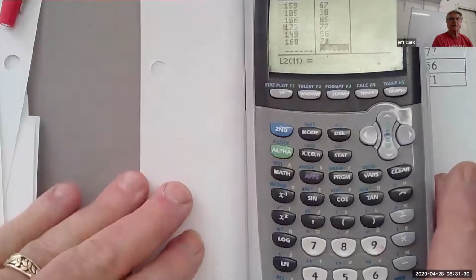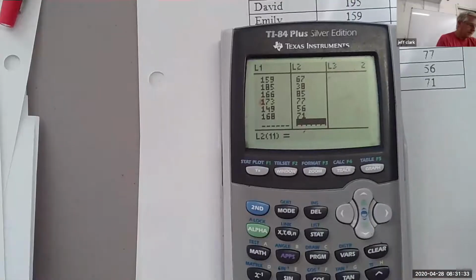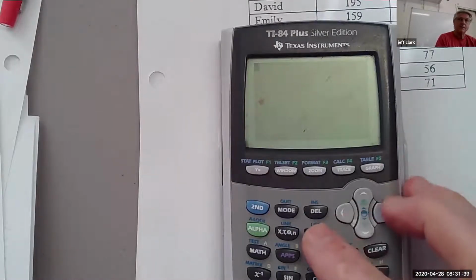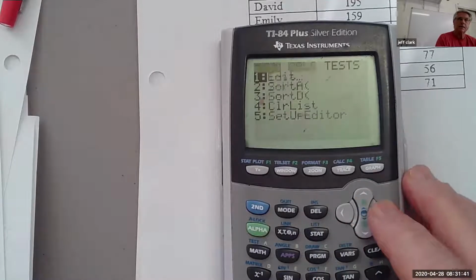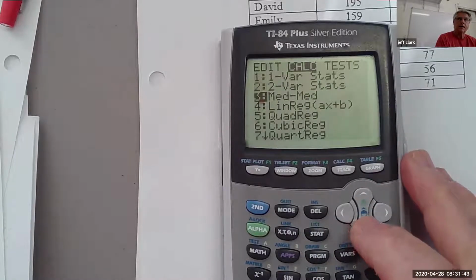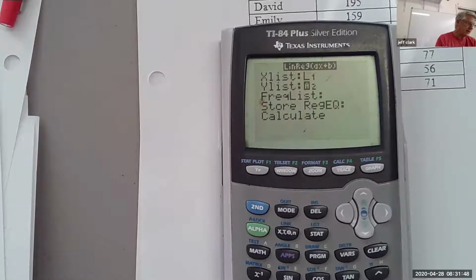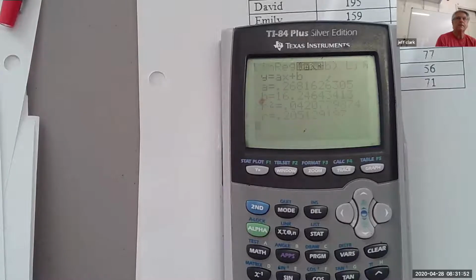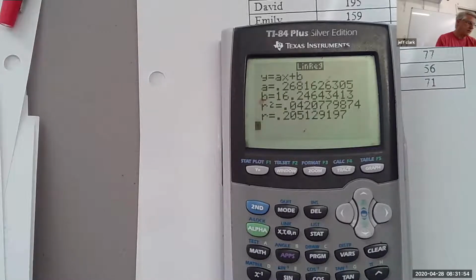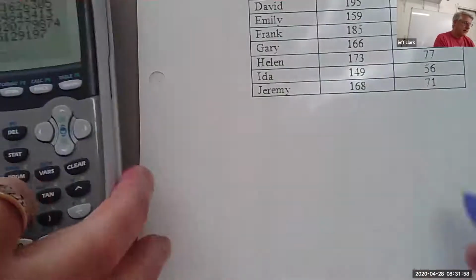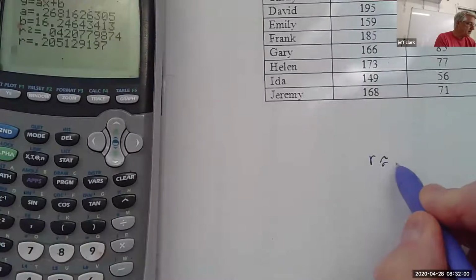So now the next thing you want to do is find the R. So all you have to do is, I went second quit, go into stat, calc, and that number 4, linear regression, hit enter, keep going down until you get to the calculate. And there's our R, which is around 0.21.